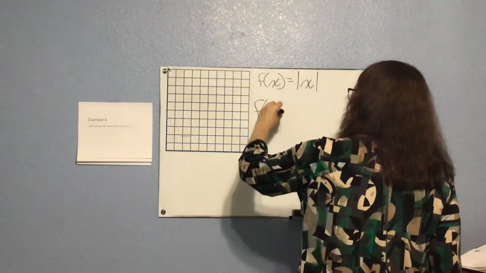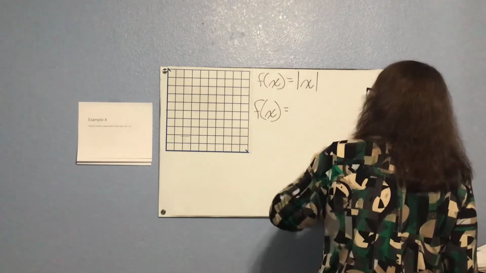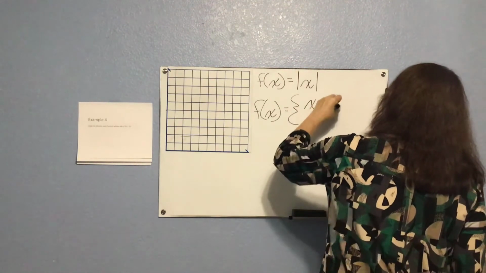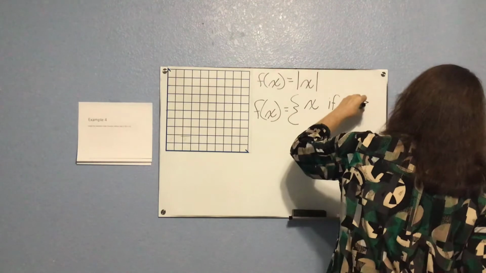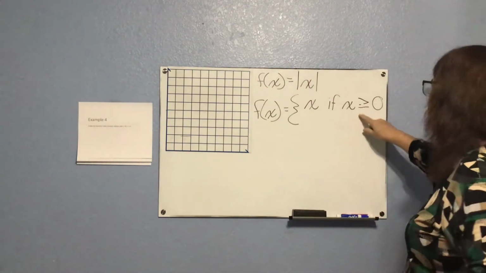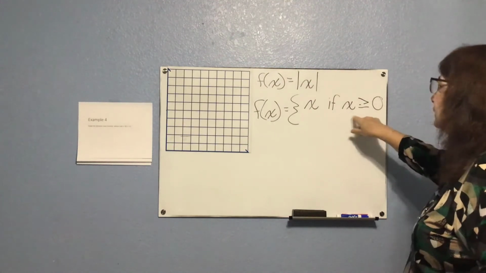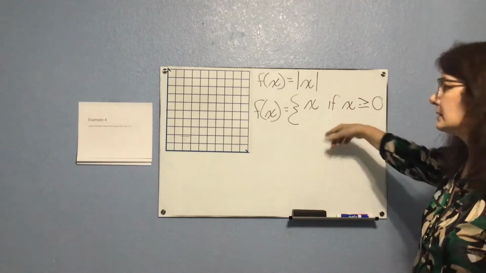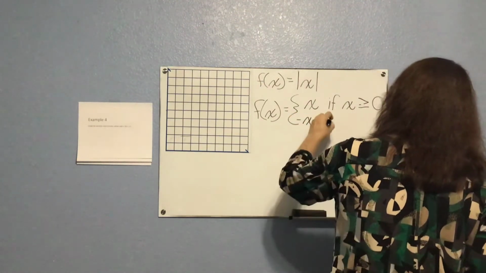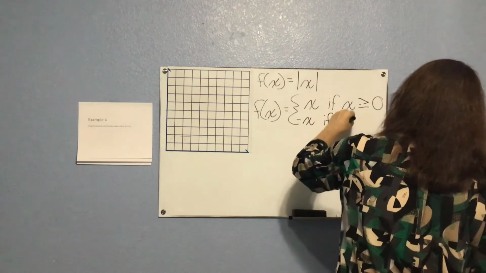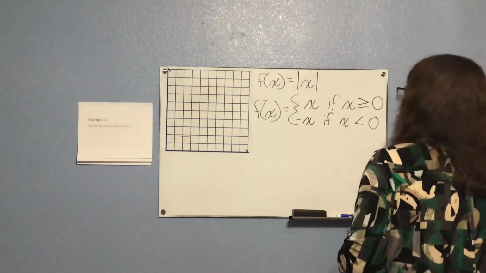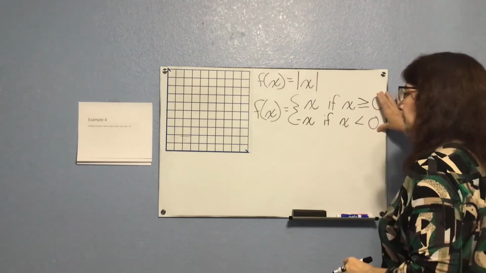Say that f of x is equal to x if x is greater than or equal to 0. So if x is positive or 0, then we're going to just graph y equals x. And then we'll graph y equals negative x if x is less than 0. So those are the two pieces of the absolute value function.